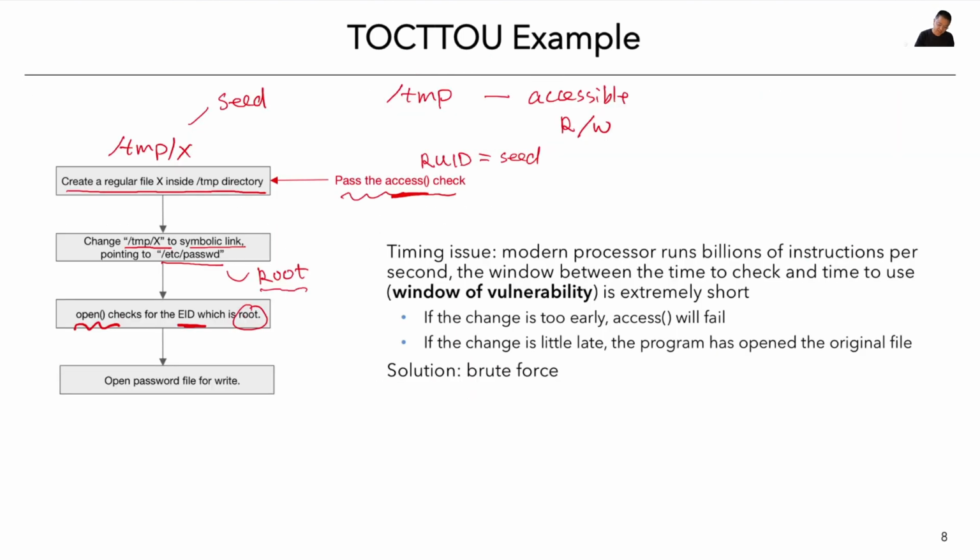So the solution is the brute force attack. If you still remember in project 2, buffer overflows, we can use a brute force attack to overcome address space layout randomization. It was actually very efficient, because ASLR on 32-bit architecture only has about 2 to the power of 16 cases for us to brute force. But here, brute force is challenging because the time window is very small.